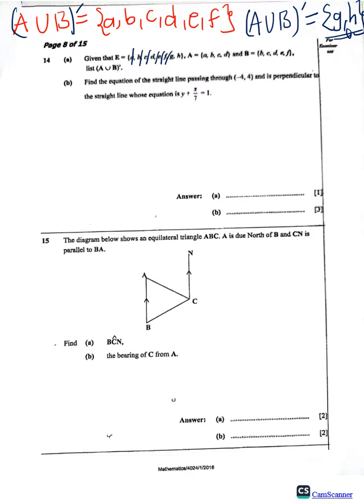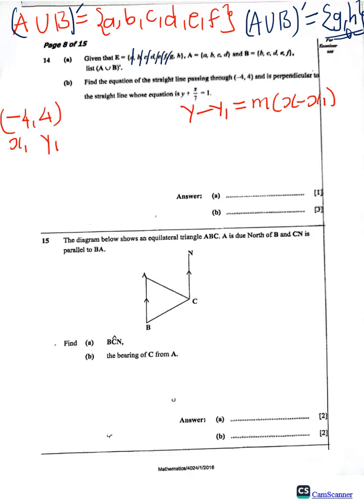Now let's move on to question B. Find the equation of the straight line passing through (-4, 4) and is perpendicular to the straight line whose equation is y plus x over 7 is equal to 1. So here we have x1 and y1. For us to find the equation of a straight line, the formula is y minus y1 is equal to gradient, then open bracket x minus x1. Now, we can see that we have the x1 and the y1 coordinates.